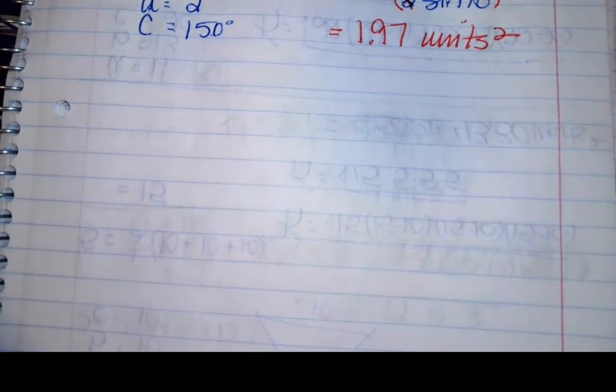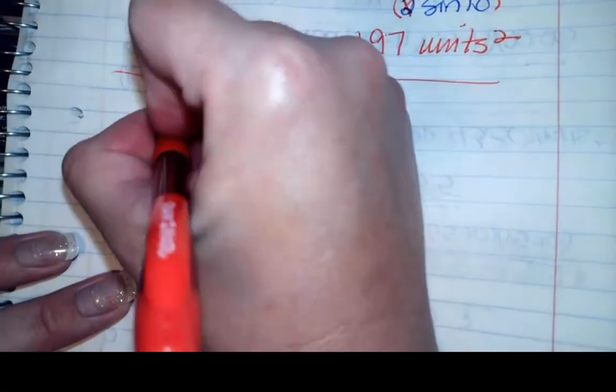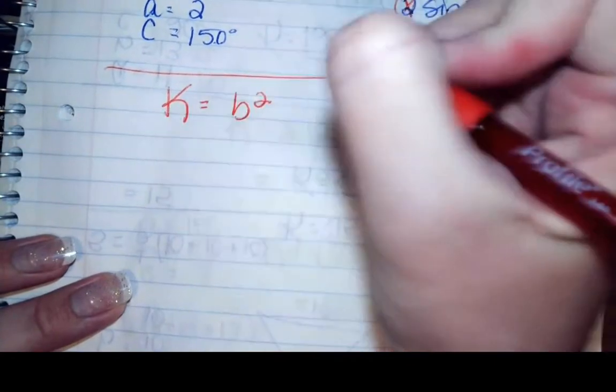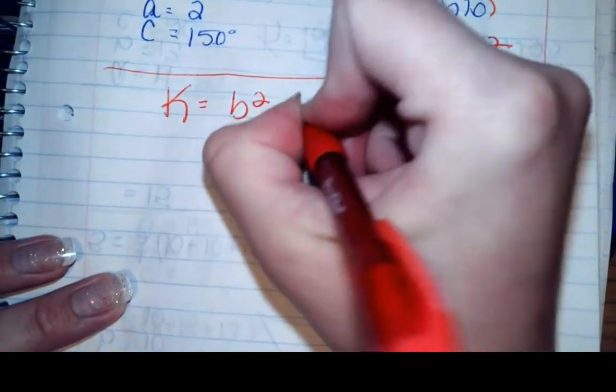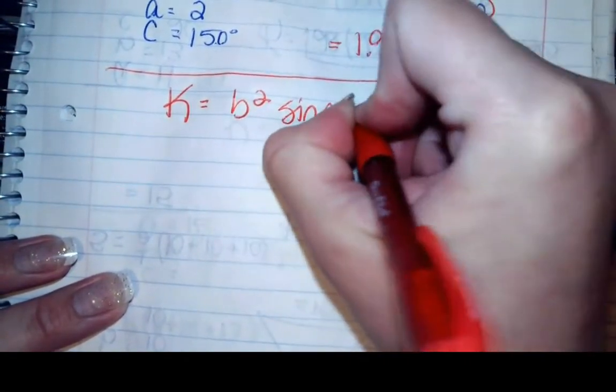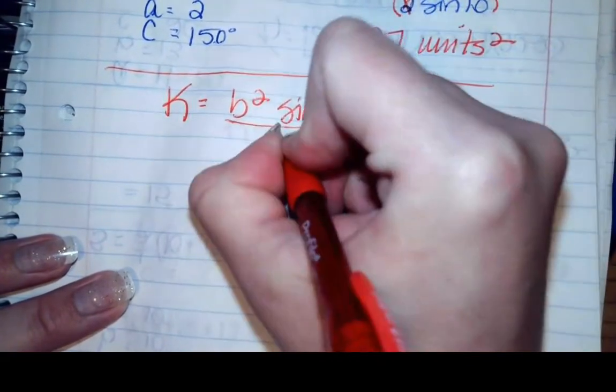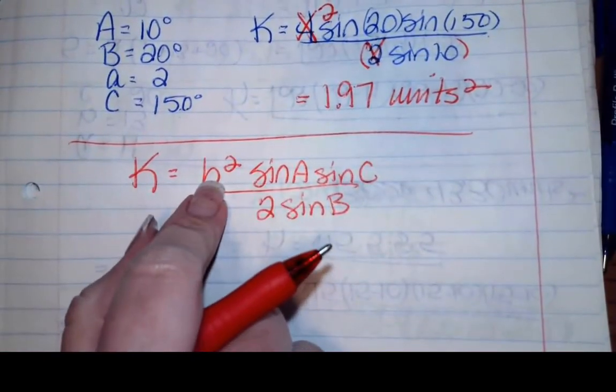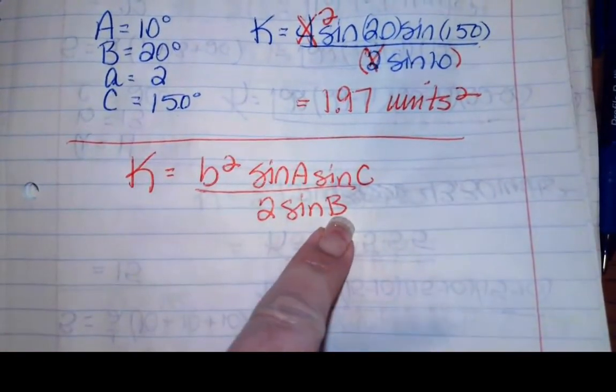And then let's just do it one more time real quick. And then we'll do, in a second video, 3 or 4 problems. So it's going to be the same formula. We're just kind of changing it up a little bit. So I've got k equals b squared times the sine of a times the sine of c all over 2 times the sine of b. So you'll notice that your b here is going to be divided by the sine of its angle.